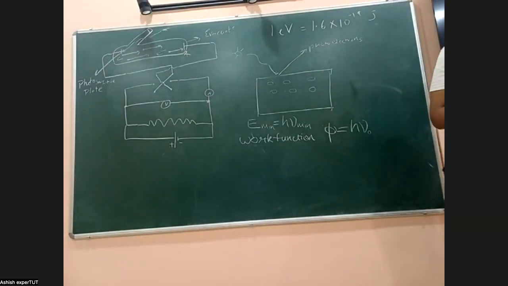आ रहा है, कितना आ रहा है? 4.10 power minus 5 unit electron volt.